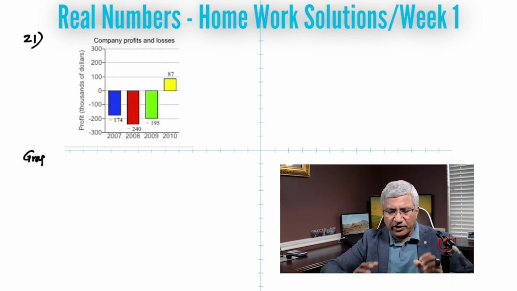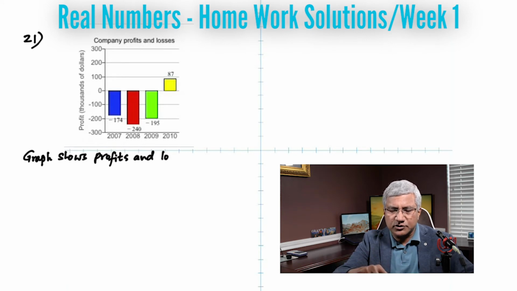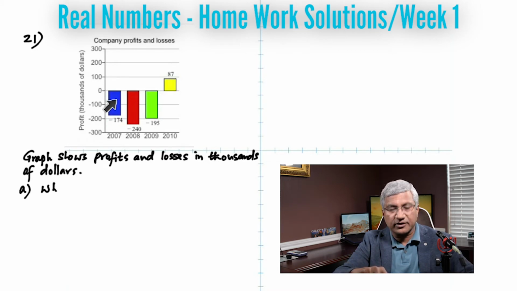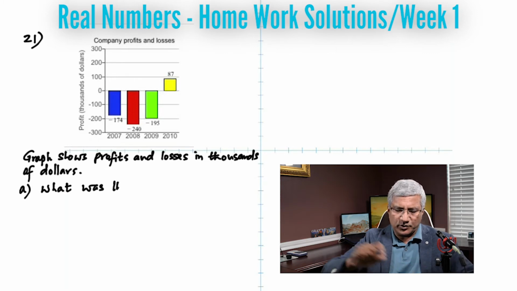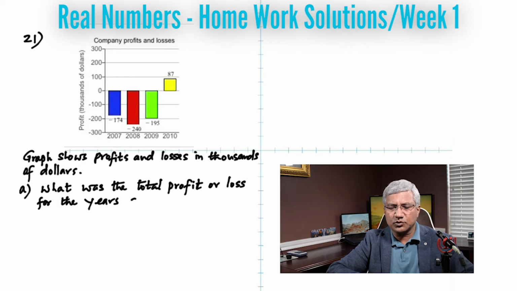21. So here you're given the profits and losses of a company represented as a bar chart, and you can see that it's for the years 2007 to 2010. So losses in these 3 years and a profit in 2010, and it's in thousands of dollars. So what is given as a negative 174 is actually negative 174,000. So the first question is, what was the total profit or loss in the years 2007 to 2010.